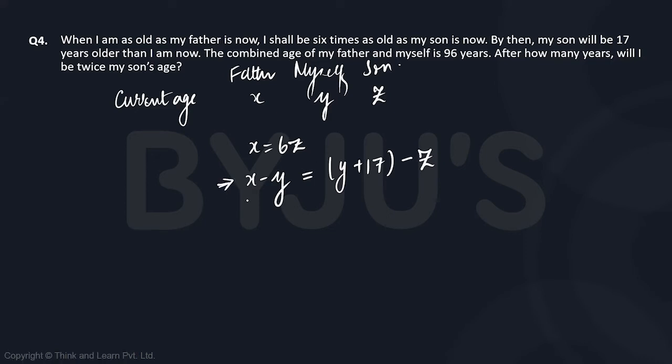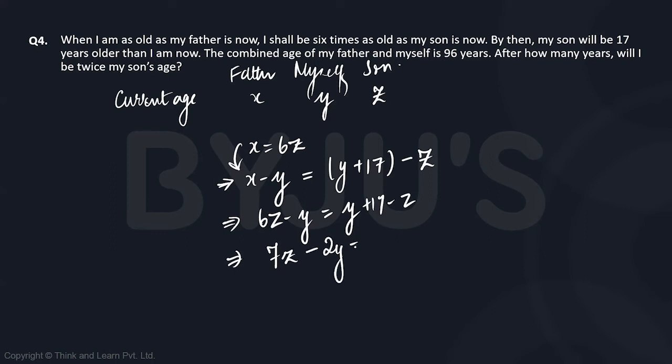So what we can do is replace X by 6Z over here. And we can get 6Z minus Y is equal to Y plus 17 minus Z. And this will result in 7Z minus 2Y is equal to 17. Okay, so let's leave it here. So this is one equation that we have got in Z and Y.